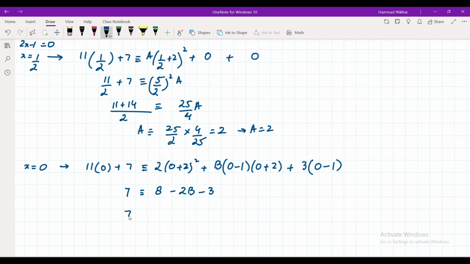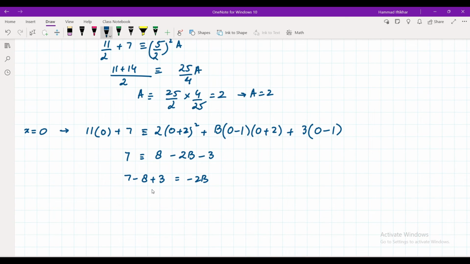So 7 minus 8 plus 3 equals minus 2b. And 10 minus 8, 2. Oh, sorry, 10 minus 8 is 2. So 2 minus 2b. So b would be minus 1. So that's what we have.